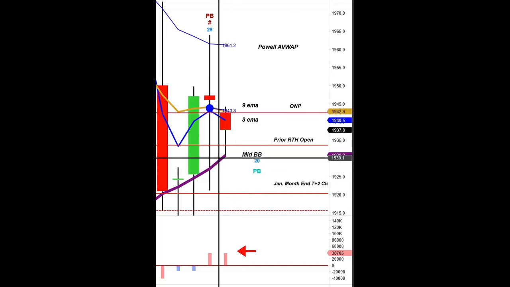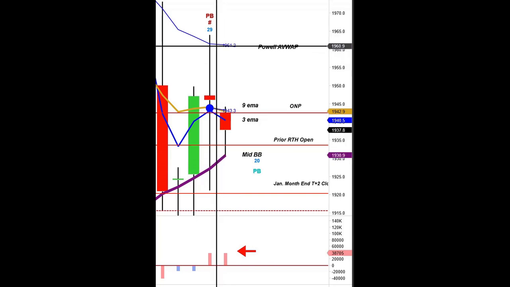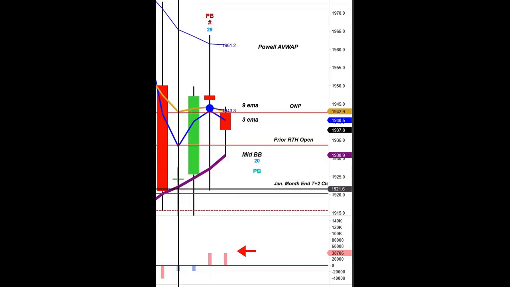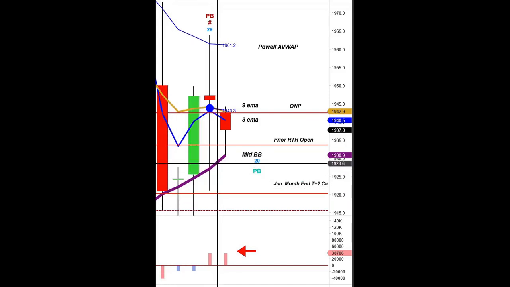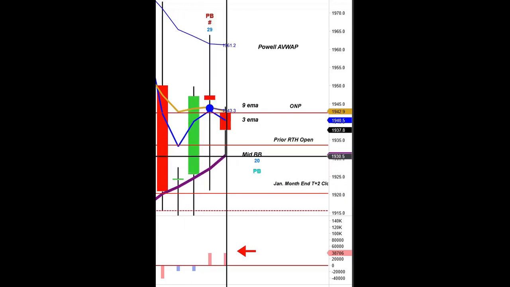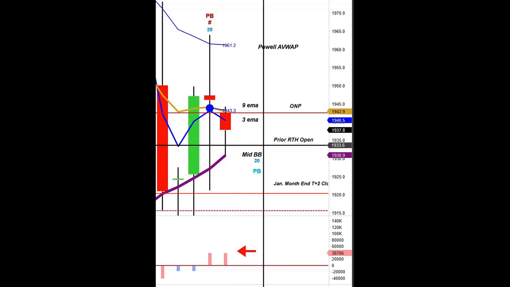It's still angled up. So angle on the Powell anchored VWAP, flat, up on the middle Bollinger Band, and you can see prices following here with these candle wicks on the upside. So the prior Tuesday Valentine RTH open 33 and change, overnight pivot here 42.6.